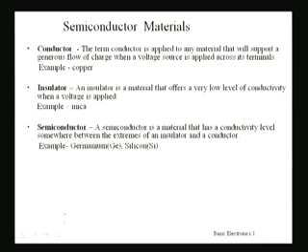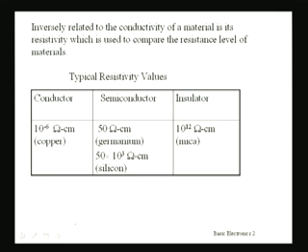So it is a material that has a conductivity level somewhere between the extremes of an insulator and a conductor. For example, germanium and silicon are two materials which are semiconductors showing similar properties. As you know, the resistivity of a material is the inverse of conductivity. So if we compare the resistivity levels of conductors, insulators and semiconductors, we see that the conductor has the resistivity value which is the least among the three.